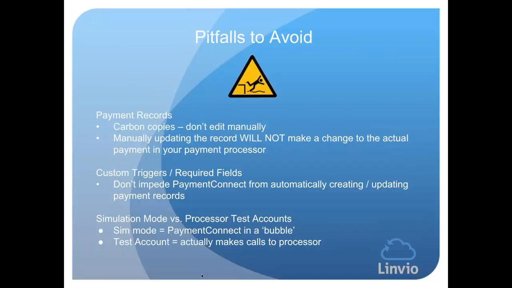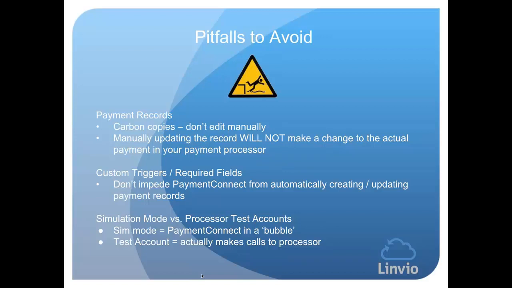So some pitfalls to avoid, and the first one is a big one. Carbon copies, which I showed you before. The biggest rule of PaymentConnect is do not edit a payment record manually because there's not really a good reason to. Manually updating the record will not change the payment in the payment processor, and I kind of showed you that a little bit before. That's only going to change your record here. So always let PaymentConnect do its job. Let PaymentConnect update the record for you.